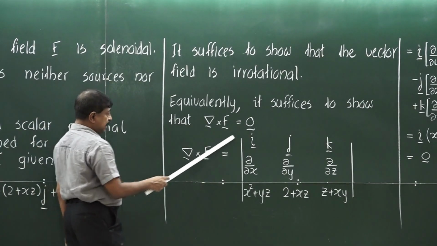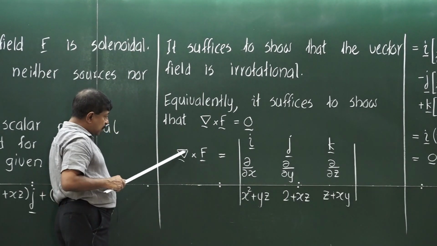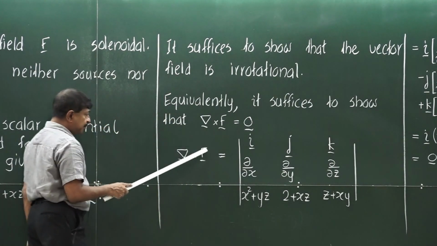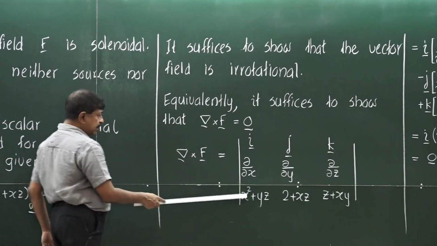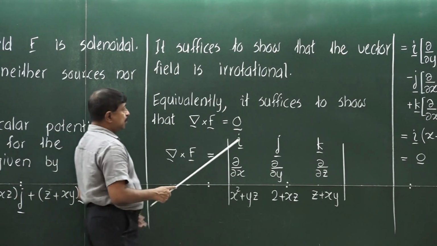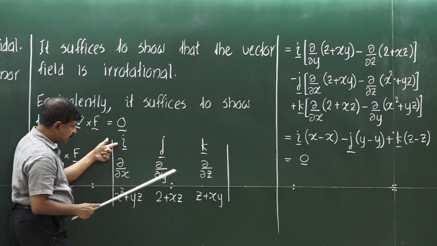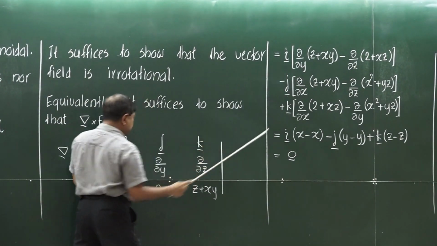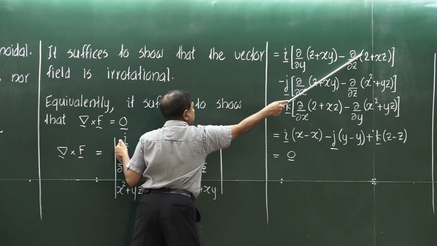So, we take the cross product straight away. The components of the first vector come in the second line. The components of the second vector come in the third line. Now, we need to evaluate this determinant. So, here we are doing that. So, i times partial y of this one, partial y of this one minus this product. You have it up there.